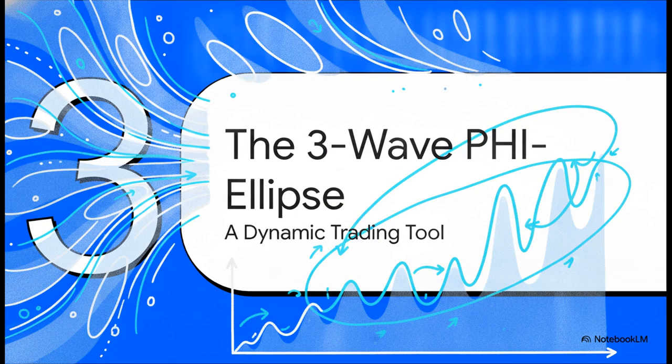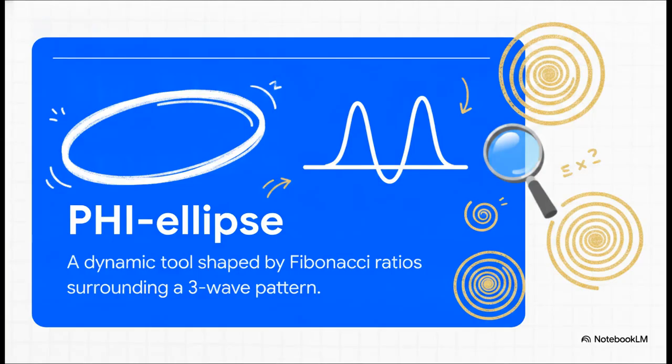Section 3, the 3-wave PHI-ellipse, a dynamic trading tool. We've looked at static horizontal lines and converging triangle lines. Now, let's transition to what I honestly think is the most dynamic and fascinating application of the figure 3 in this entire explainer. We're moving from straight static lines to a living, breathing shape. Allow me to introduce you to the PHI-ellipse. And let's be clear, this isn't just any random oval you slap on a screen. It's a highly specialized trading tool where the shape of the ellipse is actually defined by a mathematical transformation of Fibonacci ratios. You know, those famous mathematical sequences found everywhere from nature to market momentum.